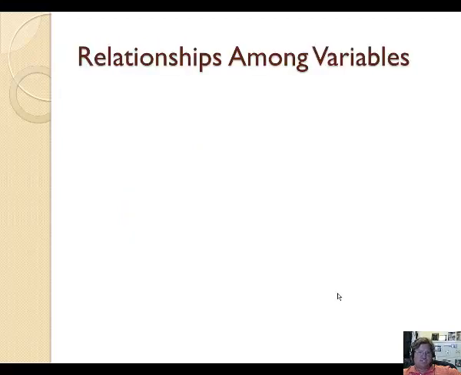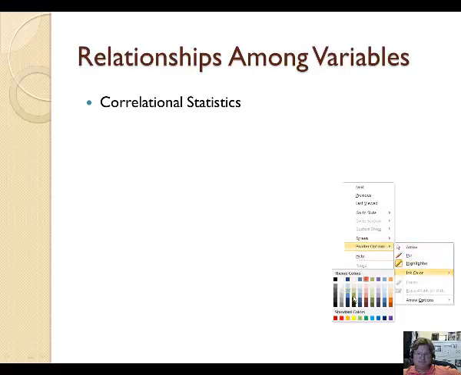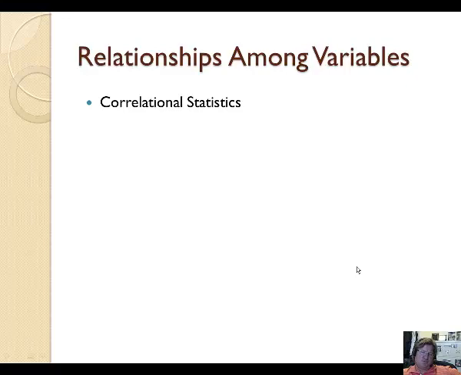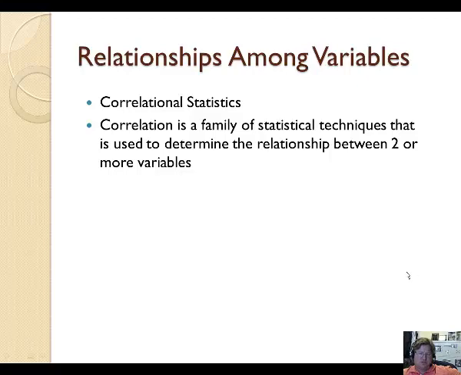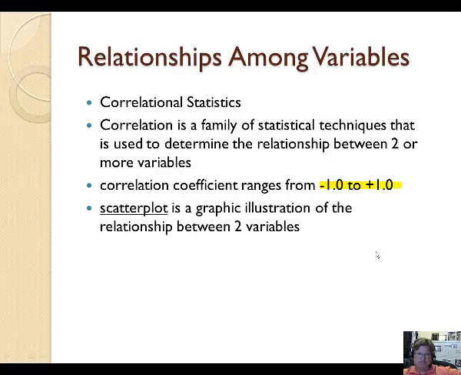In terms of relationships among variables, this is where we start talking about correlational statistics. And I'm sure you're pretty familiar with correlational statistics. I think you've seen them in another class. Correlation is just a family of statistical techniques that are used to determine the relationship between two or more variables. We know that the correlation coefficient always ranges from -1 to +1. We use scatter plots as a type of graph to illustrate the relationship between two variables.